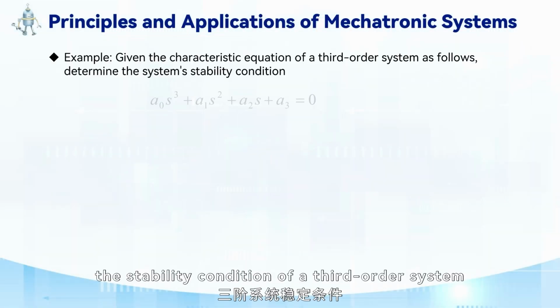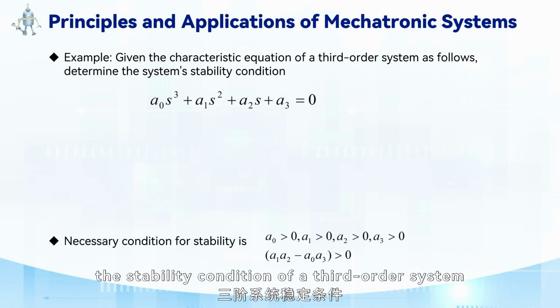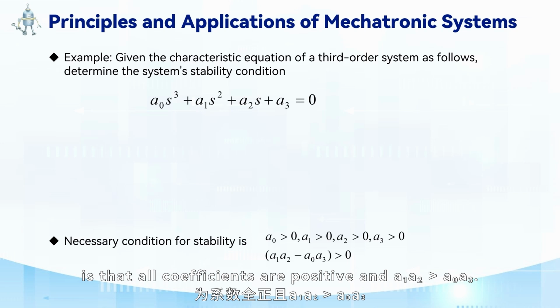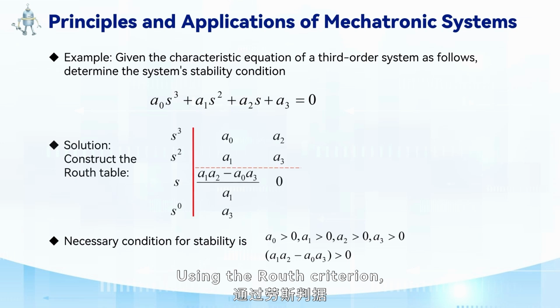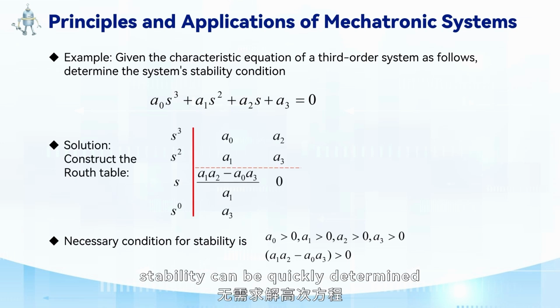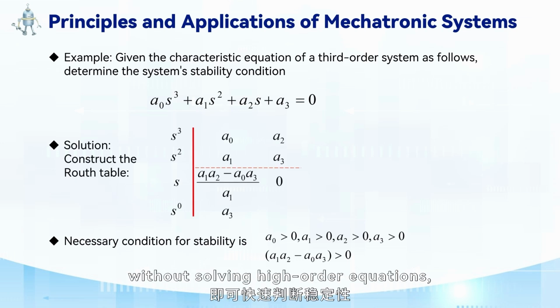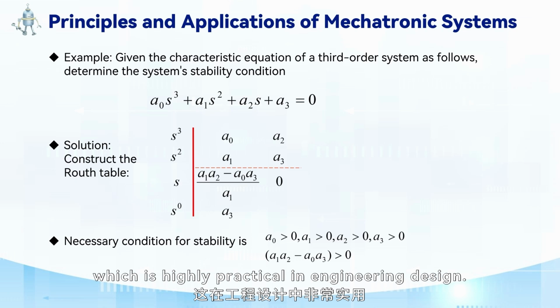For example, the stability condition of a third-order system is that all coefficients are positive and a1 times a2 is greater than a0 times a3. Using the Routh criterion, stability can be quickly determined without solving high-order equations, which is highly practical in engineering design.